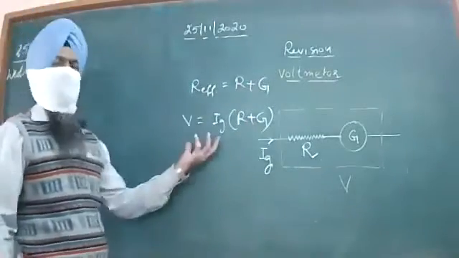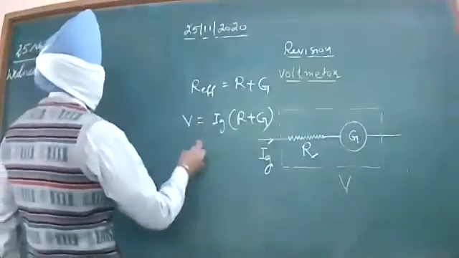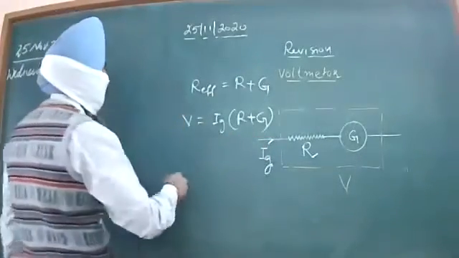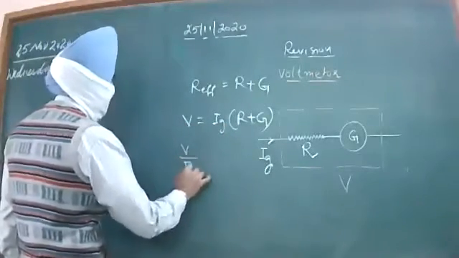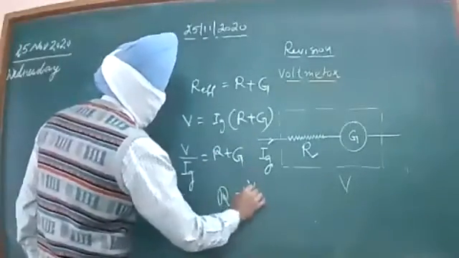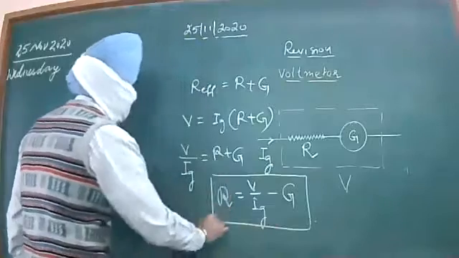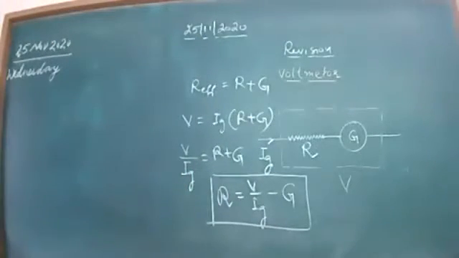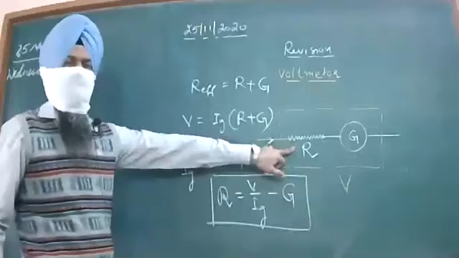First step, we need to calculate R, that is, how much resistance we should connect in series with this galvanometer in order to convert it into the voltmeter. Shift this Ig to the left hand side: V upon Ig is R plus G, and R will be equal to V upon Ig minus G. So in this manner, we can get the value of the resistance R, which is required in order to find out the value of the coil resistance to be connected.